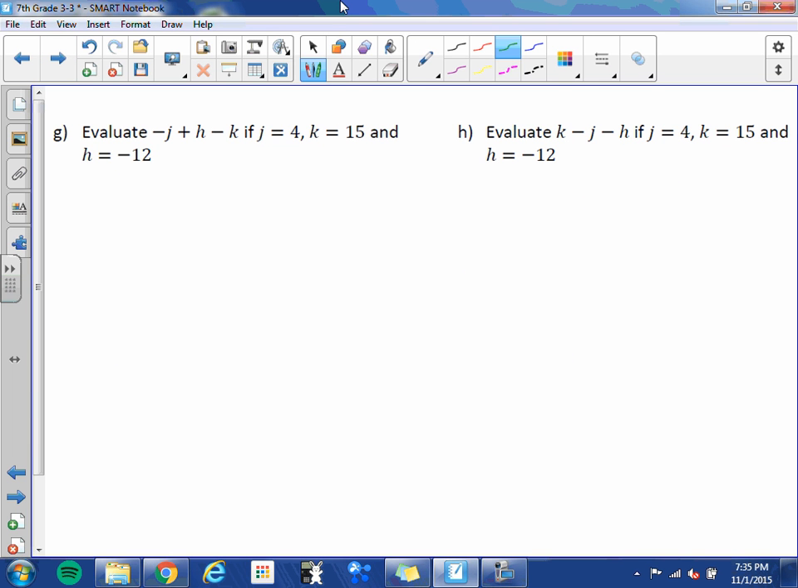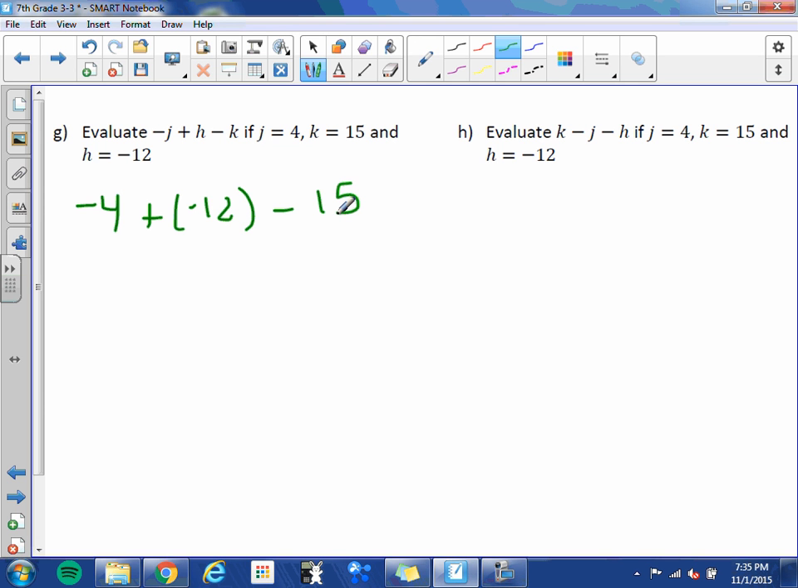Evaluate negative j plus h minus k if j equals 4, k equals 15, and h equals negative 12. So this one's interesting. We have a negative sign in front of j. So we need to bring down that negative sign and then plug in 4 for j. So now it's negative 4. Bring down the plus. H is negative 12. Bring down the minus. And k is 15.